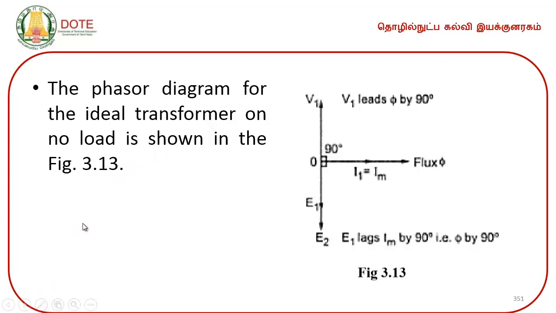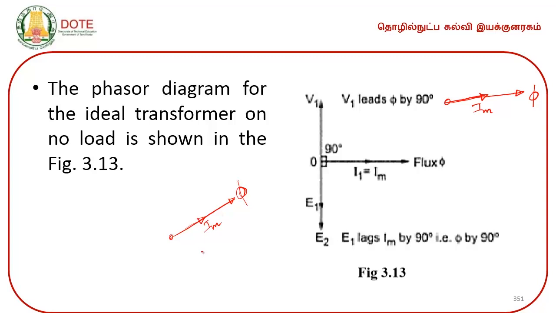How to draw this? First let us assume phi as the reference vector. Because of this magnetic flux you have a current. That current Im, the magnetizing current, will be in phase with phi. I can draw it over here. So, this is your phi. Because of this magnetic flux which is developed in the core, you have a magnetizing current which is Im.